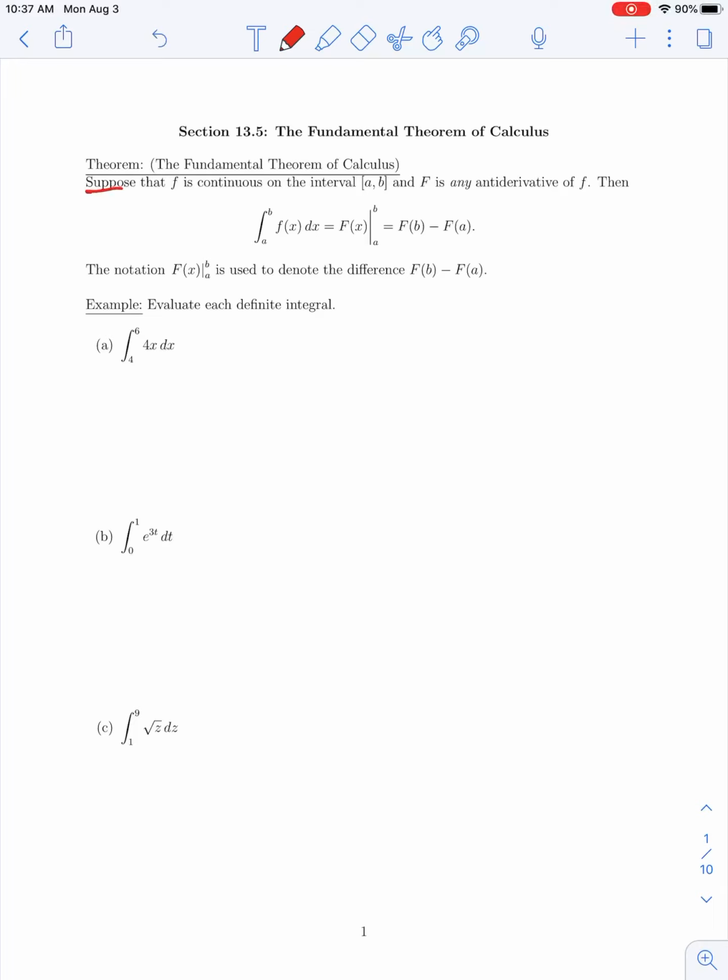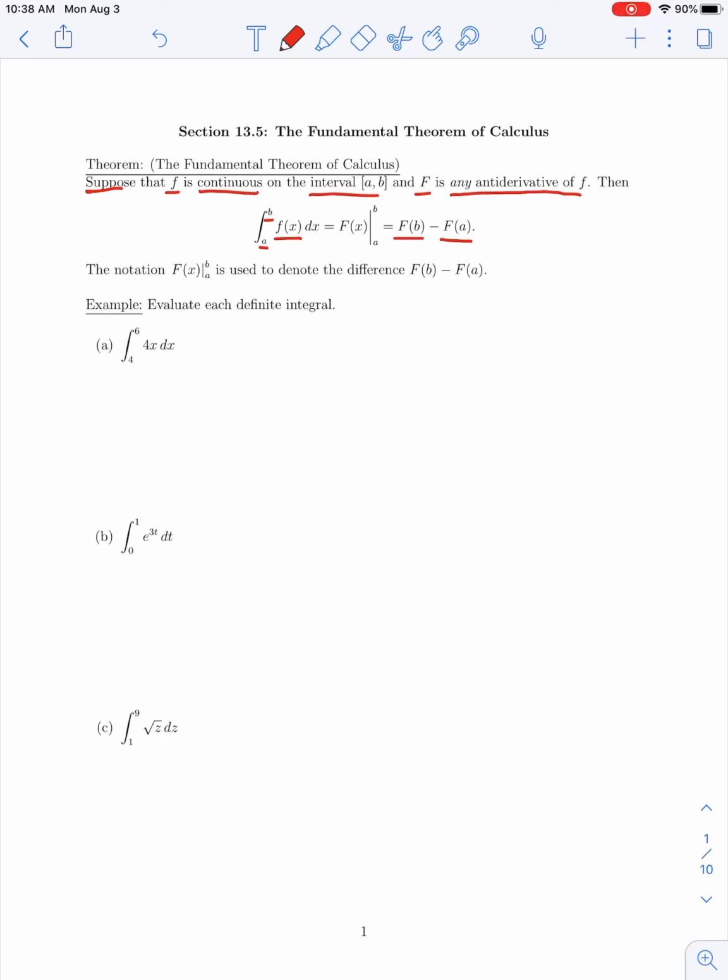So here, suppose that f is some continuous function on the interval from a to b, and F is any antiderivative of the function little f. Then the definite integral of f with respect to x over the interval from a to b is found by taking the antiderivative, capital F, at the endpoint b, and then subtracting the value of the antiderivative, capital F, at the left endpoint of our interval a.